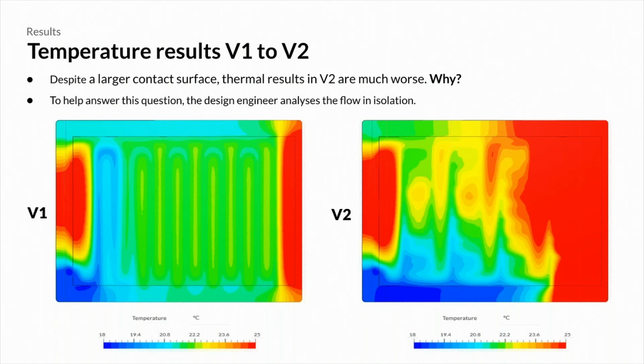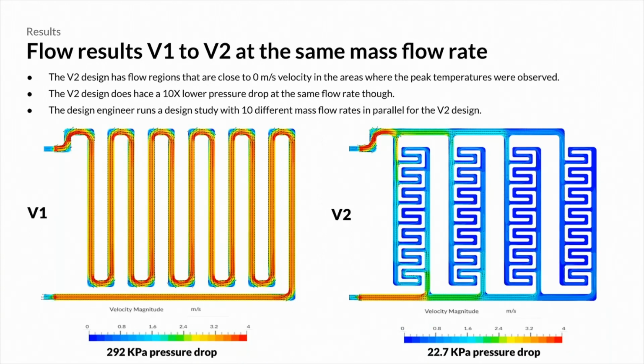Okay, so what have we done? I've just done quite a lot there in SimScale, so I want to take a minute to just summarize what we've gone through. So when we analyzed the version 1 versus the version 2 design, we found that despite creating a much higher surface area, we didn't have as good thermal performance. So in order to help understand this, we looked at the flow between the two designs. So we identified that version 2 had flow regions that were close to 0 meters per second velocity in the areas where the peak temperatures were observed.